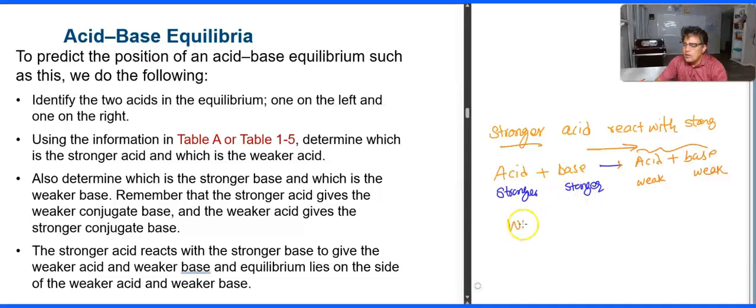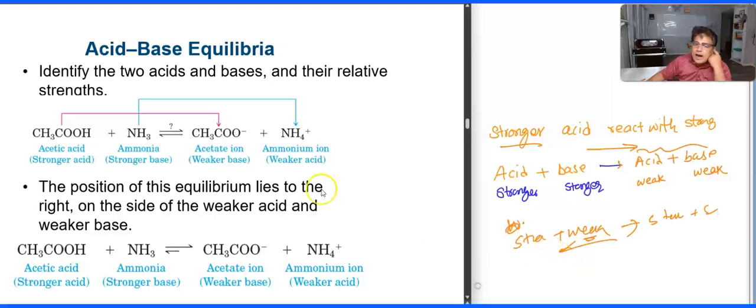So for example, let's say strong acid plus weak base gives you strong base and strong acid, then it will shift to the left, because the weaker ones are there. So the equilibrium is always on the side of the weaker.